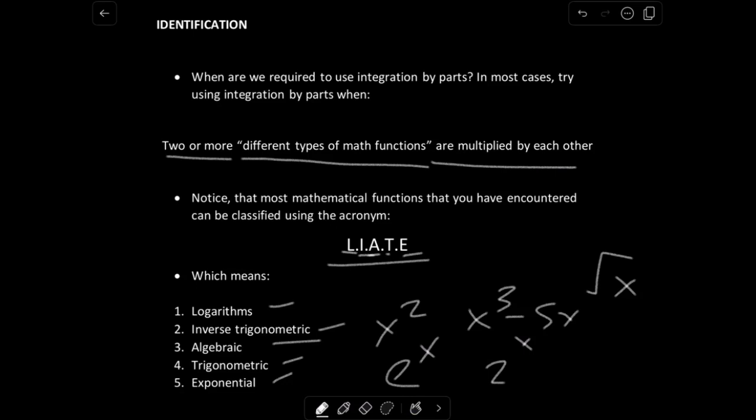So when you have two different types of math functions, and this is a general rule, there are also certain instances where you have maybe an algebraic multiplied by an algebraic, and then you can use by parts. So again, this is a general rule. It's not a hard and fast rule. In the previous slide, I gave you x, which is algebraic, multiplied by sine of x, which is trigonometric. That's a hint or a clue that you have algebraic times trigonometric. You should look at using by parts to integrate this function here.